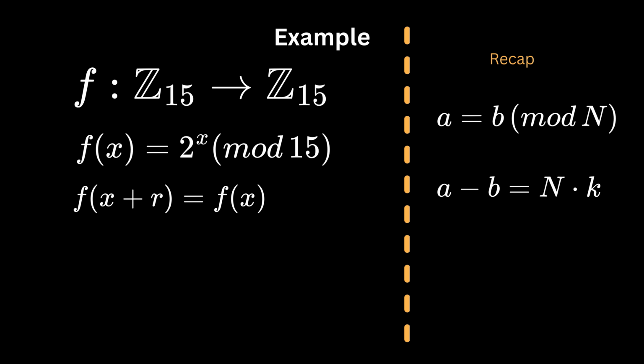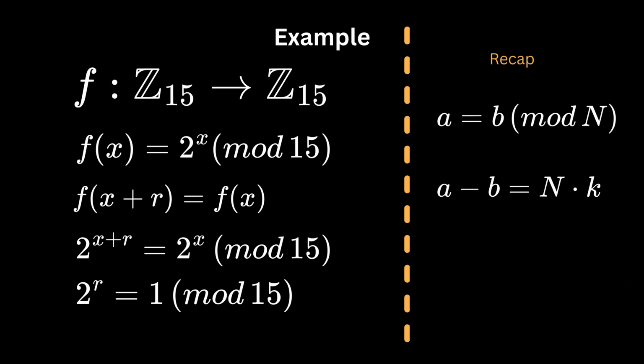Suppose f is periodic with an unknown period r, then for every integer x, we have 2 to the r plus x equal to 2 to the x mod 15. If we cancel 2 to the x from both sides, we obtain 2 to the r equal to 1 mod 15. By doing simple calculation, we find that the period r is equal to 4. This is because 2 to the 4 is equal to 16, and when we look at the modulo 15, it gives us 1. We can see this clearly since 16 minus 1 is equal to 15, which is divisible by 15.